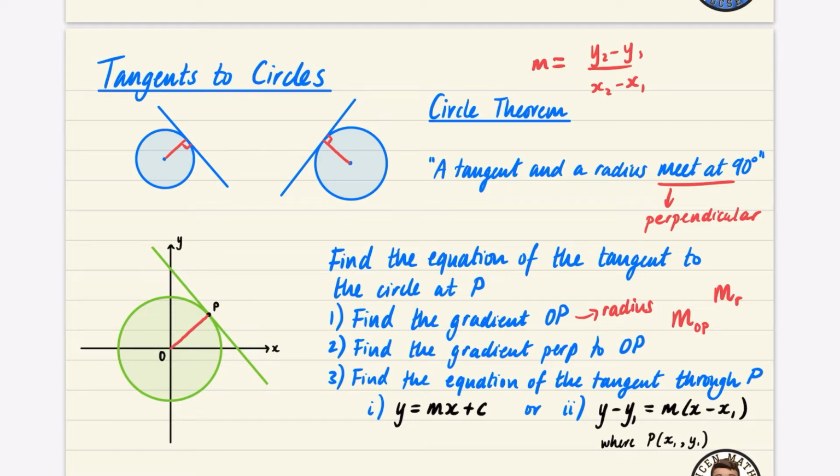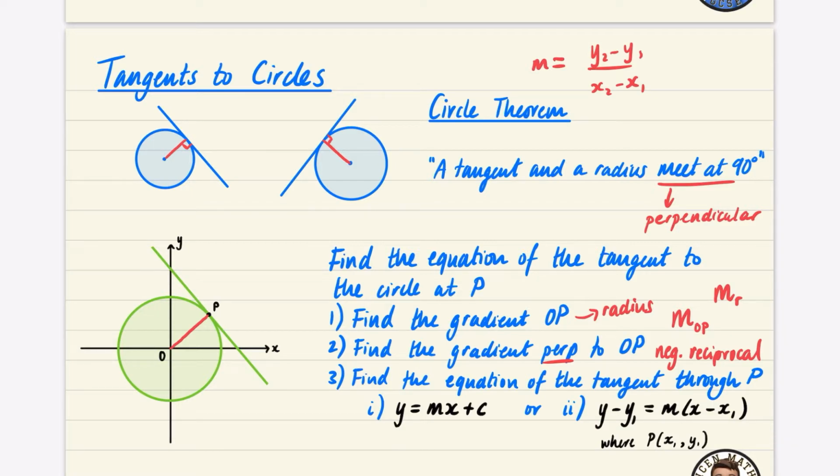Then it wants you to find the gradient which is perpendicular to OP, because if we know the gradient of this line, I want to find out the gradient of this line that you've got here. And hopefully you can remember that to find a gradient which is perpendicular, you take the negative reciprocal of the gradient. So I'm not going to go through that in too much detail because that's for a separate video, but you find this gradient that you have and you take its negative reciprocal to find the gradient which is perpendicular.